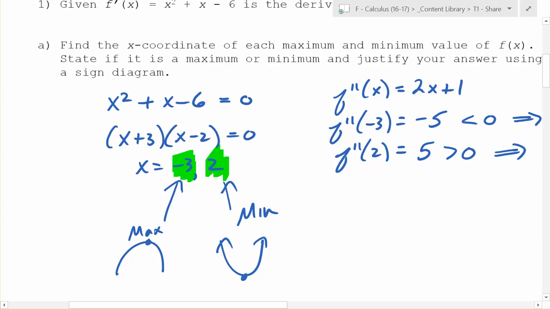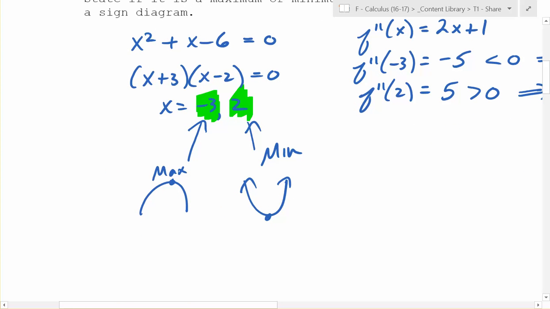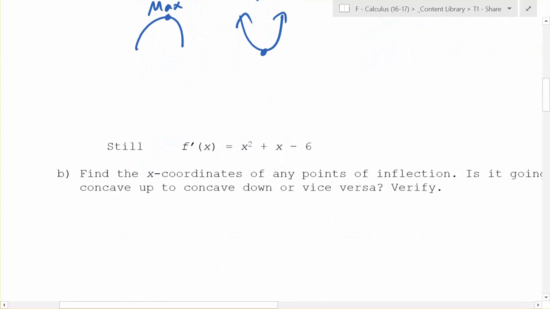Do you have any idea what the y-coordinate is? No, because when you integrate, when you go back to the function, how many functions have this derivative? An infinite number. You can move it up or down. So do you have any idea what the y-coordinate is for the maximum? No. Do you know what the y-coordinate is for the minimum? No. But you know that at x equals -3, there's a peak, and at x equals 2, there's a min. Okay, let's keep going here.